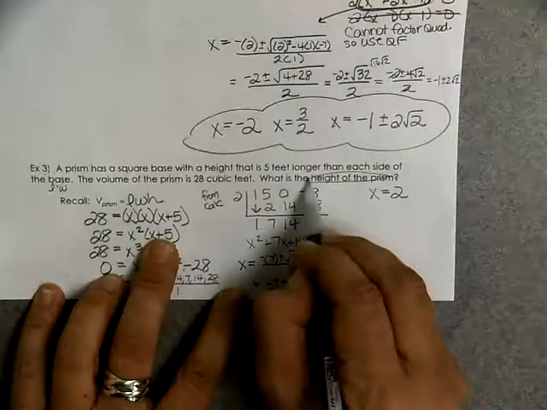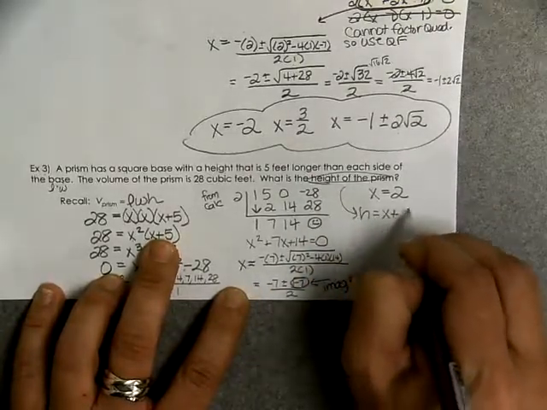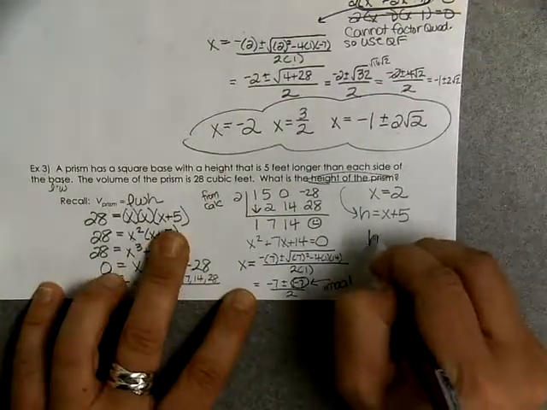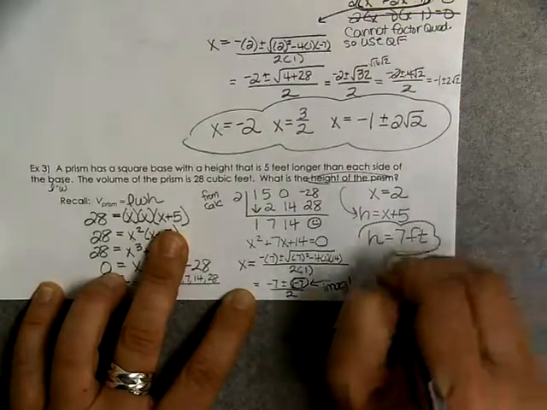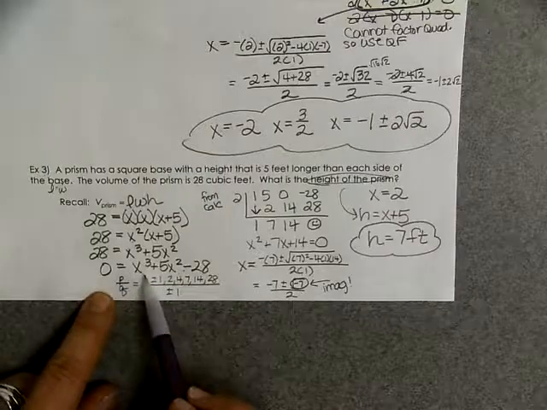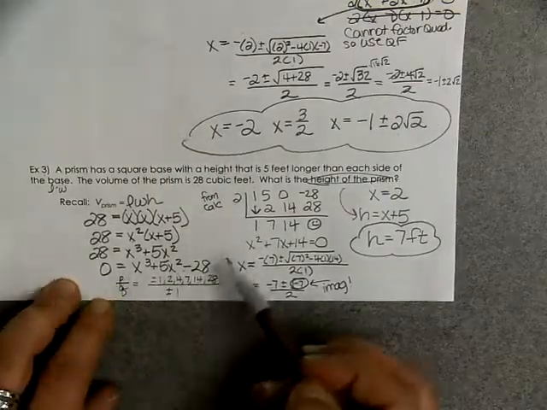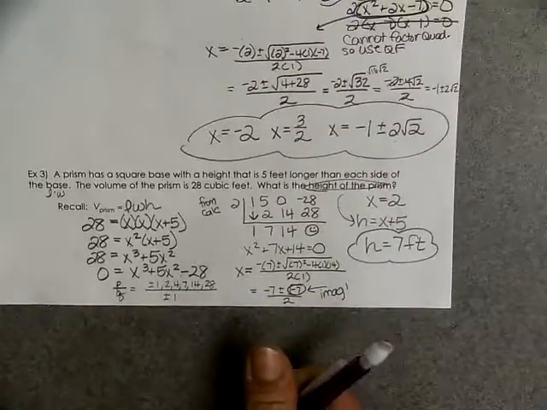Now it asks what the height of the prism is. We know that our height was given by x plus 5. So we can tell that our height would be 7 feet. So we've done problems like this before. In the last section, or 2 sections ago, this was factorable. So now we're dealing with cases where it's not factorable. That's where you go back in your calculator, okay?